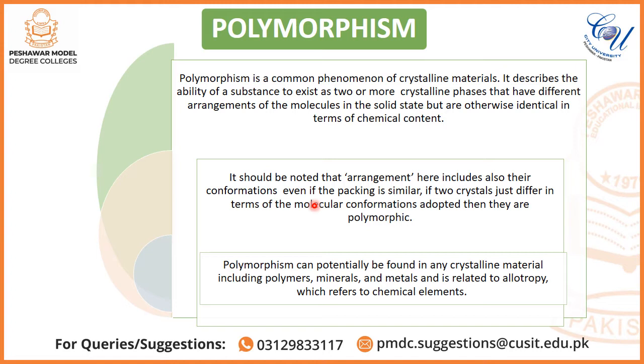It should be noted that arrangement here also includes conformations, even if the packing is similar. If two crystals just differ in terms of the molecular conformation adopted, then they are polymorphic. Polymorphism can potentially be found in any crystalline material, including polymers, minerals, and metals, and is related to allotropy, which refers to chemical elements.